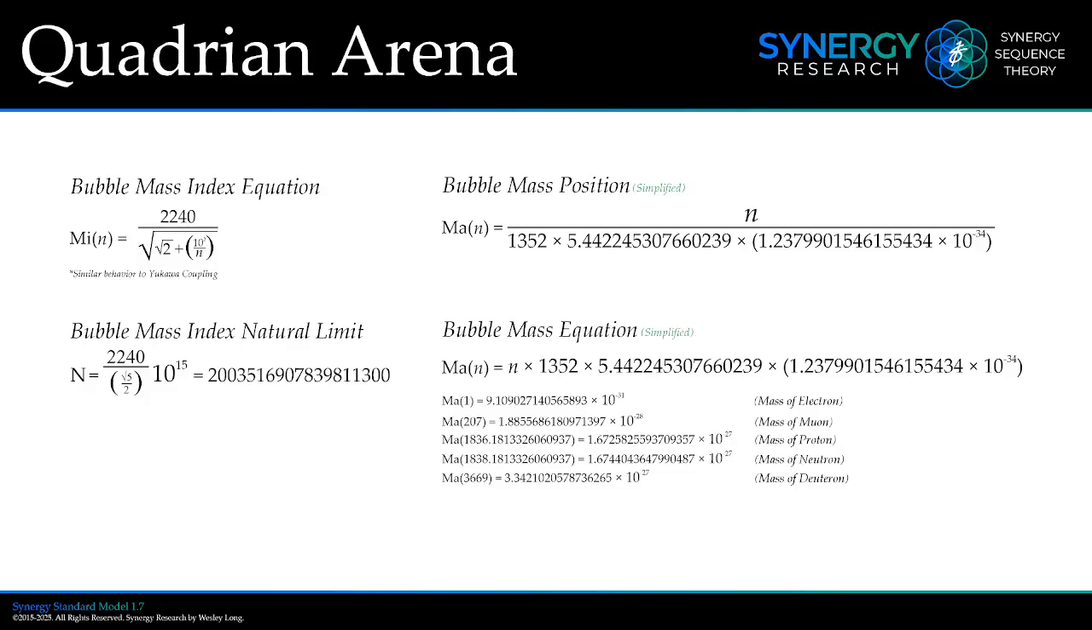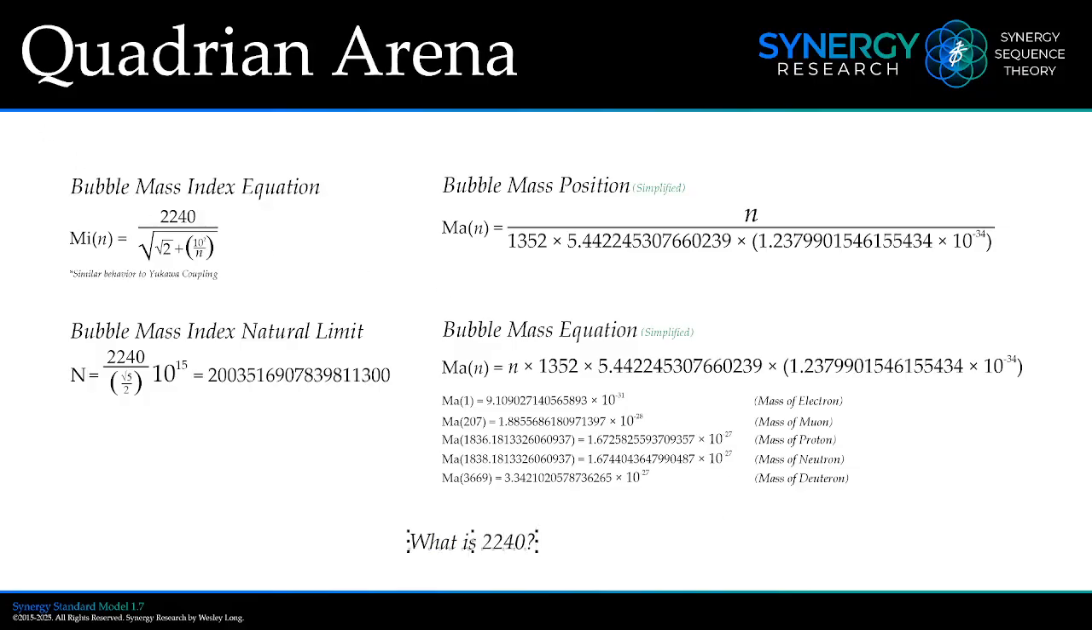On the left, we revisit the bubble mass index equation, which has become a core symbolic function throughout the model. As mentioned before, this expression behaves similarly to a Yukawa coupling, meaning it encodes decay-like scaling and energy suppression, but here without field theory. This function alone determines the geometric position of mass on a symbolic energy curve.